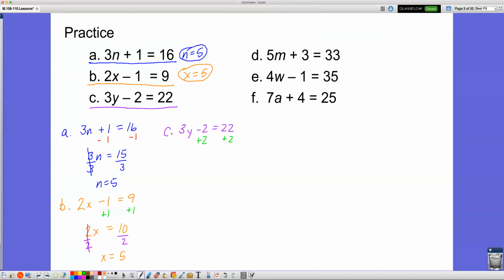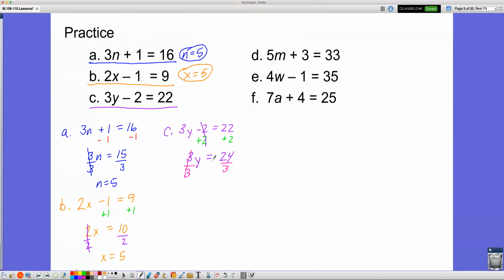When I add 2 to that, it makes those things disappear. Now all I have left on this side is 3y equals 24. And now I need to divide. I end up dividing this by 3 and this by 3, because I need to continue the equal equation. It has to be fair on both sides.